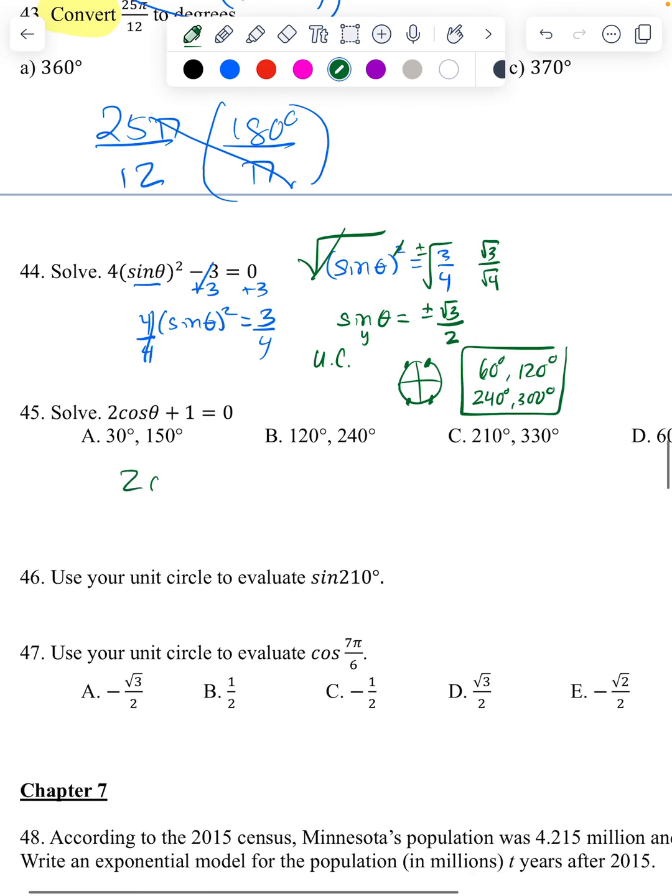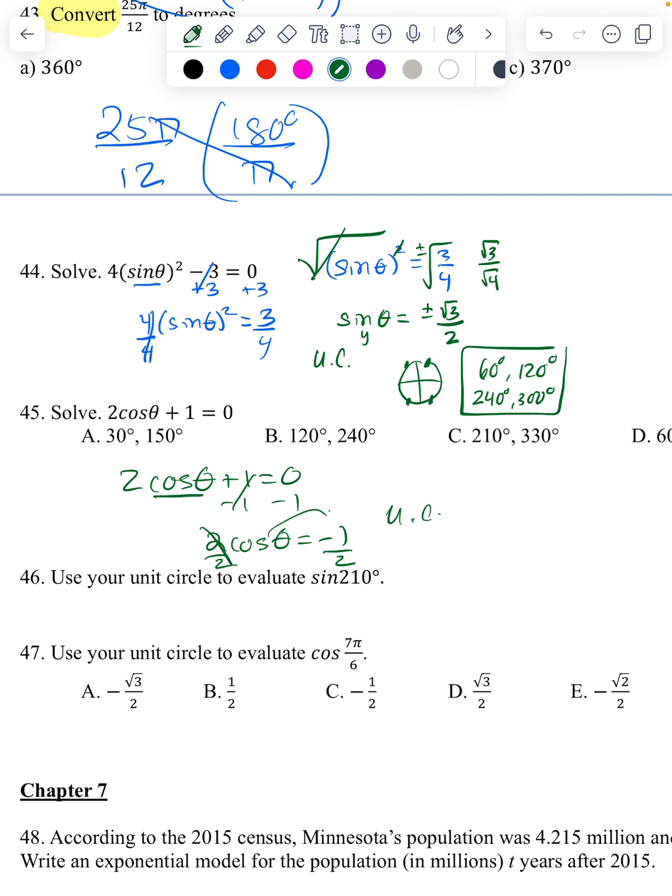Okay, solving this one, 2 cosine theta plus 1 equals 0. This is the part you're trying to get alone, so treat it like algebra 1. Then divide by 2. So now I'm going to the unit circle to figure out where does the cosine have a value of negative half, and cosine is x. So where is the x? Negative 1/2, here and here.